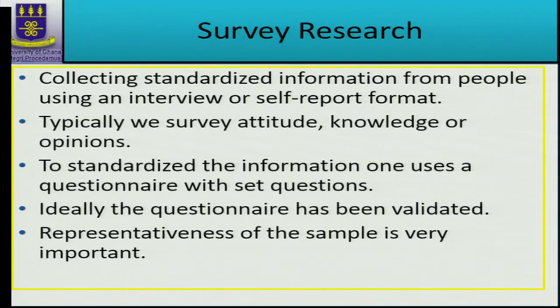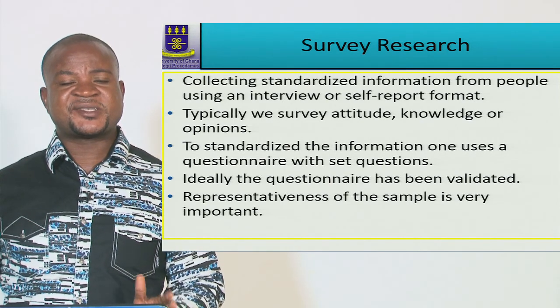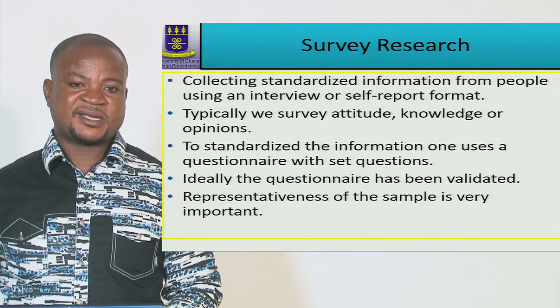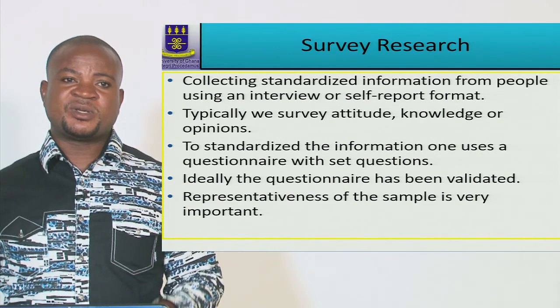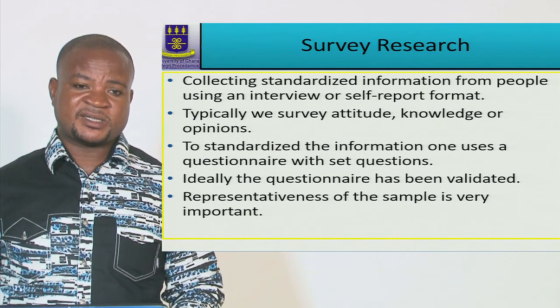That's what happens in a survey. So it is collecting standardized information from people using an interview or self-report. And most of the time, the things that we use survey to study have to do with people's attitude, people's knowledge about an issue, people's opinion on issues of concern to the researcher. And to standardize the information that you collect means that you must have a questionnaire with set questions. Everybody should be given the same questions to be answered, and the questionnaire has to be validated. It needs to have good psychometric properties.